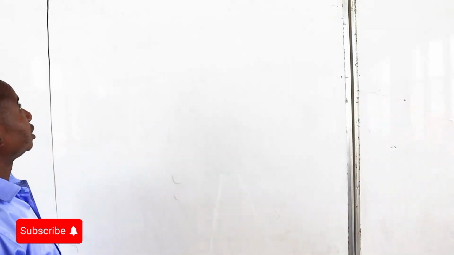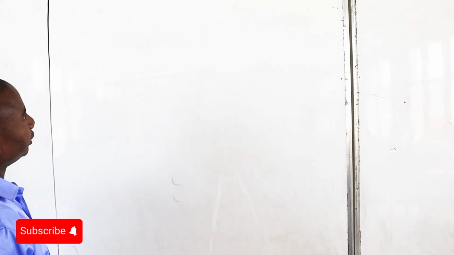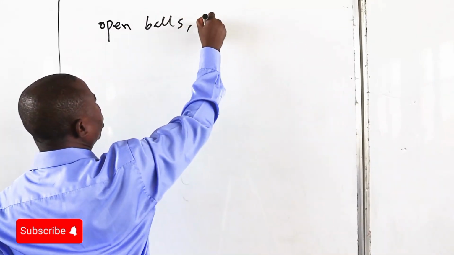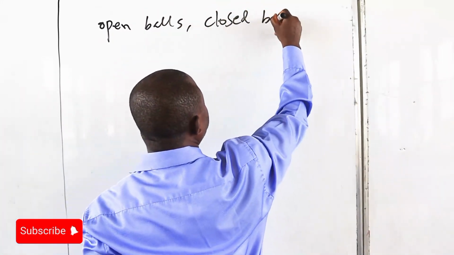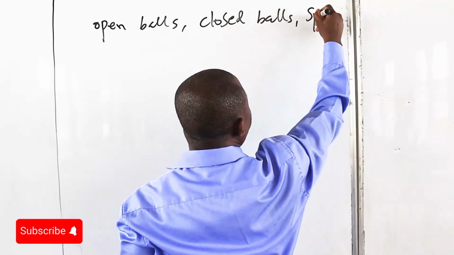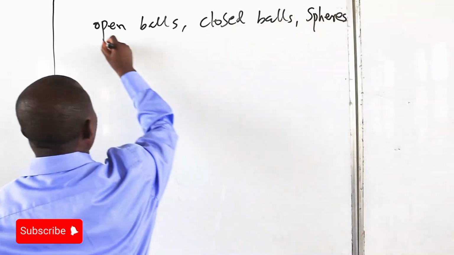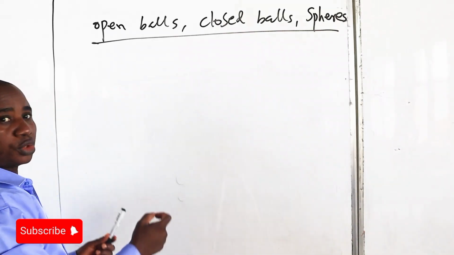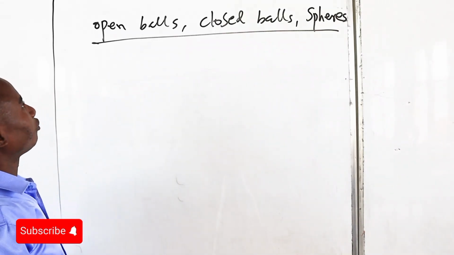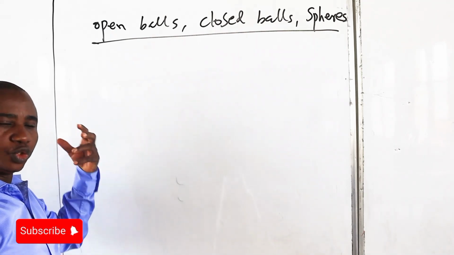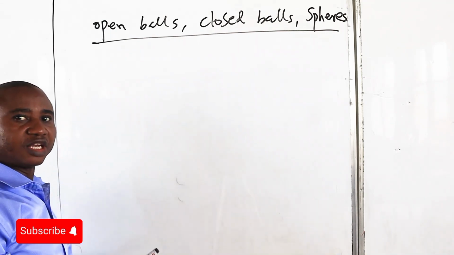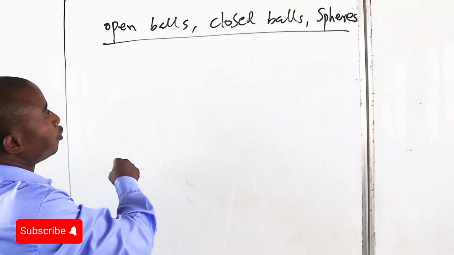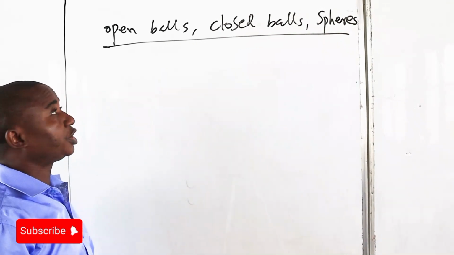Today we take a look at open balls, closed balls, and then of course spheres. This is in continuation of the discussion we started on metric spaces. We've defined what a metric space is, we've taken examples, we have enjoyed ourselves lots and lots with different examples. So if you have watched our previous videos, I'm sure you would have enjoyed that with us.